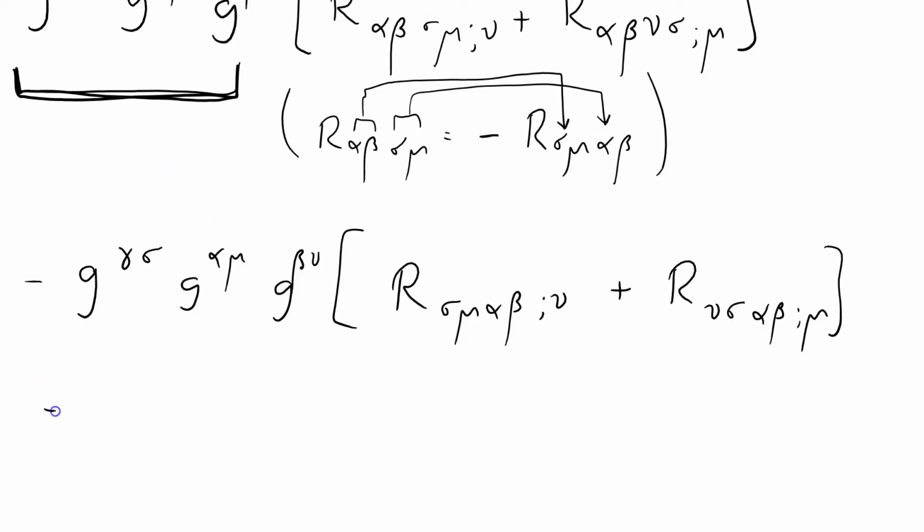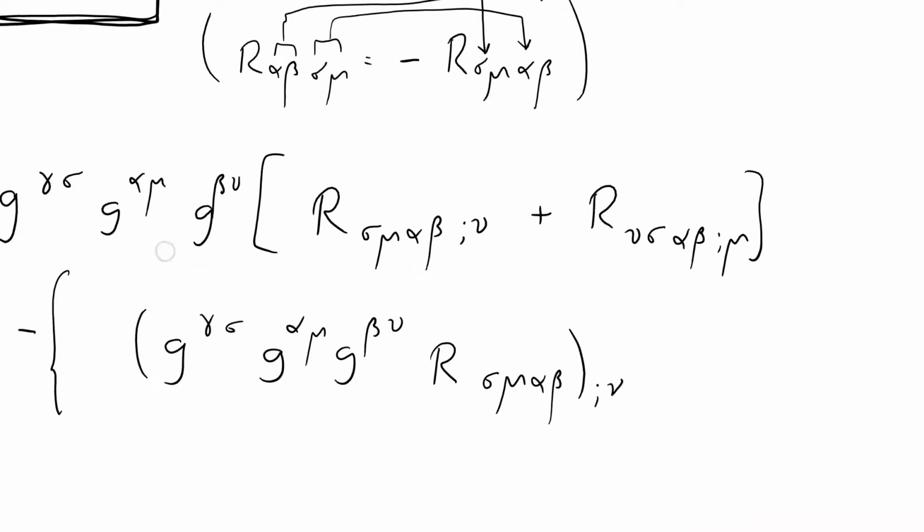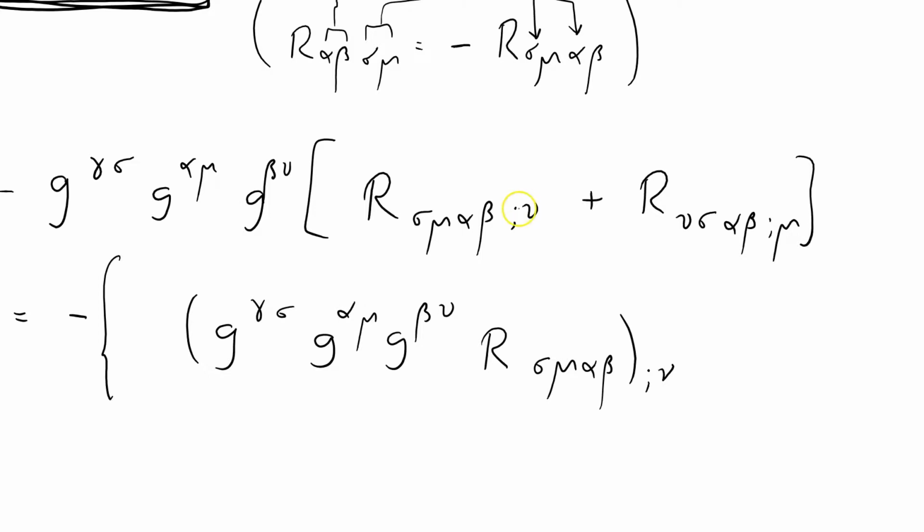What does that equal? Well, that equals minus, let's just write them down. G gamma sigma, G alpha mu, G beta nu, R sigma mu alpha beta, all in brackets, semicolon nu. What I've done here is, although the covariant differentiation refers to this term here on its own, I've observed the fact that the covariant derivative of the metric tensor is 0, and I've brought it inside the bracket.